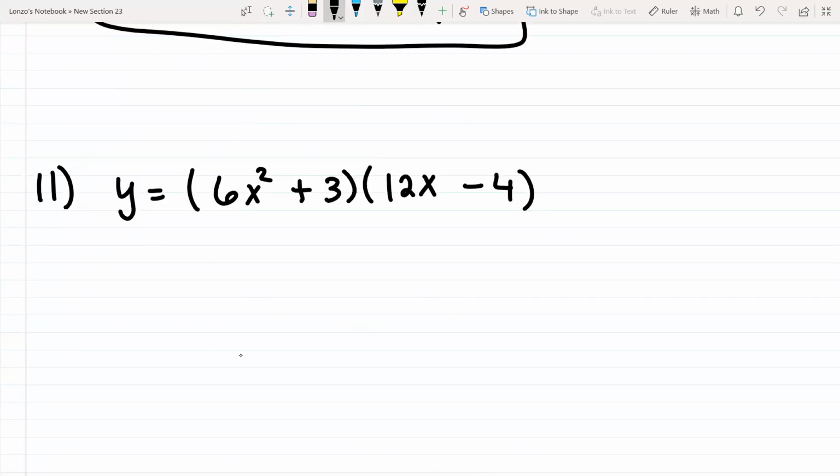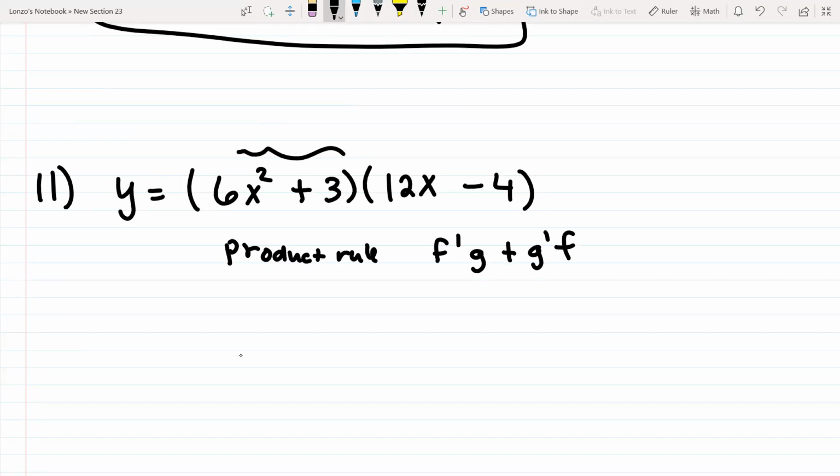Number 11, we have y equals 6x squared plus 3 times 12x minus 4. What you could do is FOIL it out, collect like terms, and take the derivative of each term, right? Or you can also do the product rule. So since I'm lazy, I am going to do the product rule. And if you recall, product rule is f prime g plus g prime f. So maybe this whole thing could be my f, and then this whole thing could be my g.